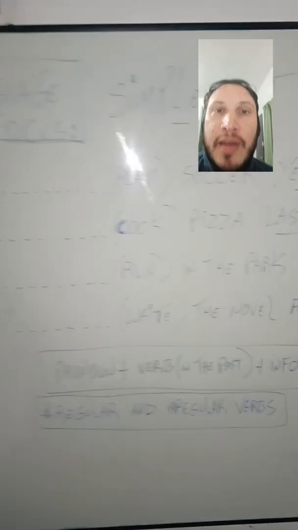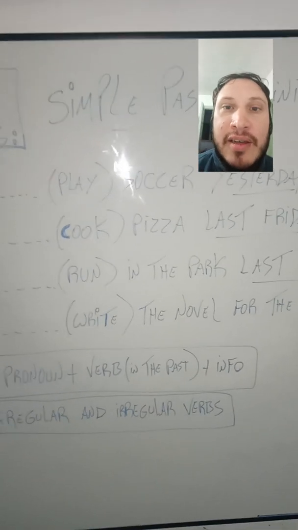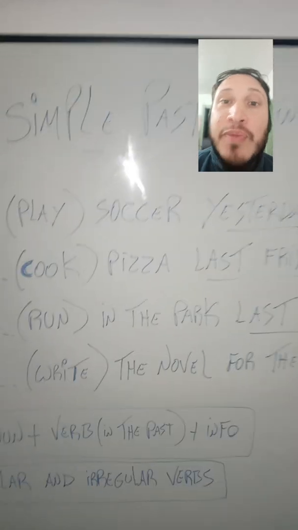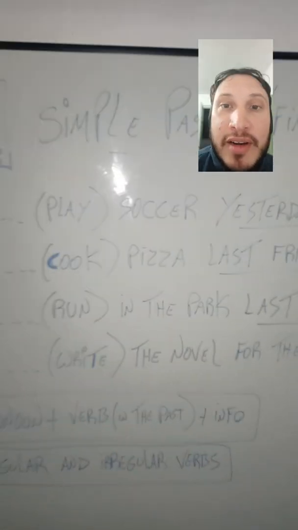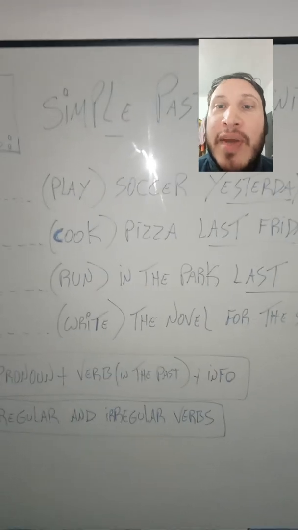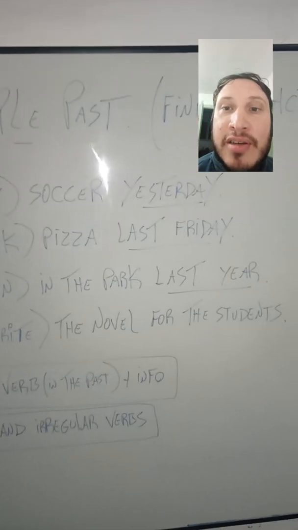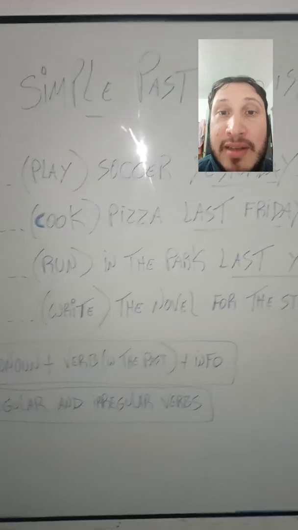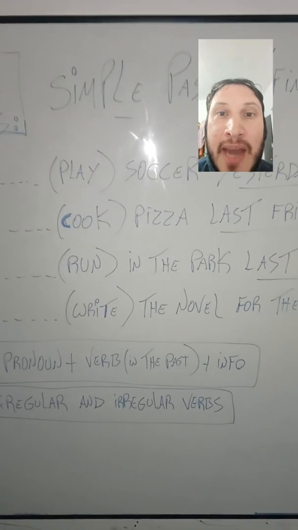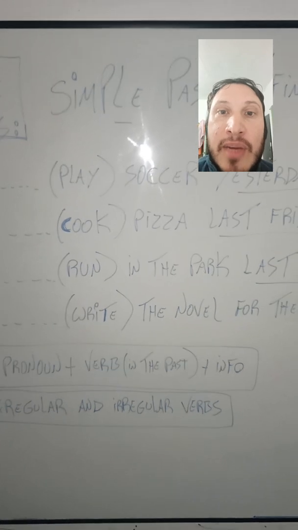I'm going to explain to you now the simple past. It's just to let you know something about the grammatical aspect that we are going to explore during the following tasks. The simple past is to speak about finished actions, actions that are completed, actions that have ended. So that is the main idea of the usage of the simple past.